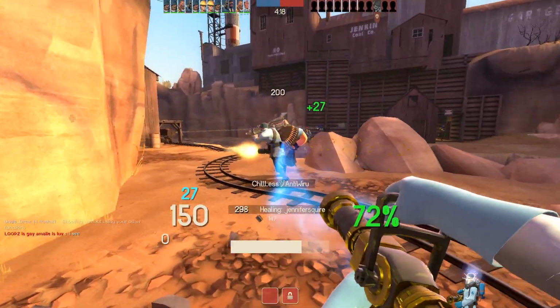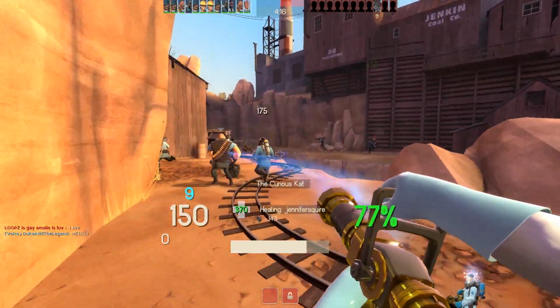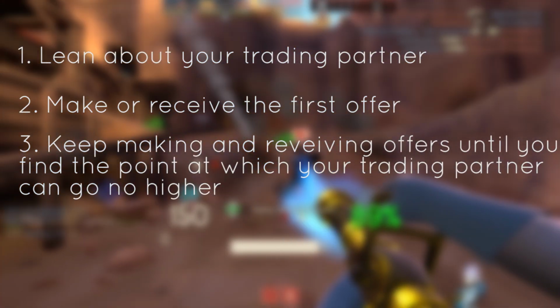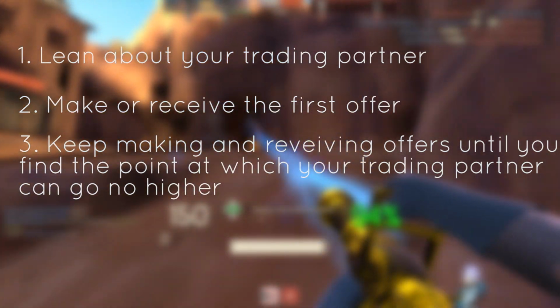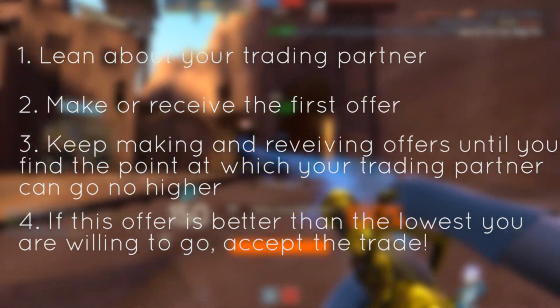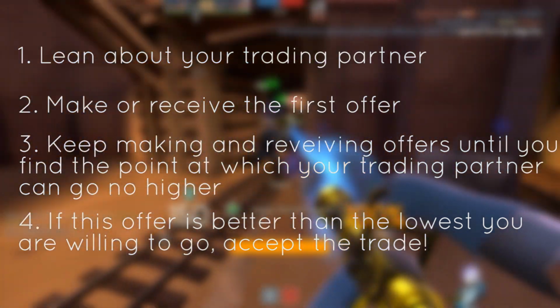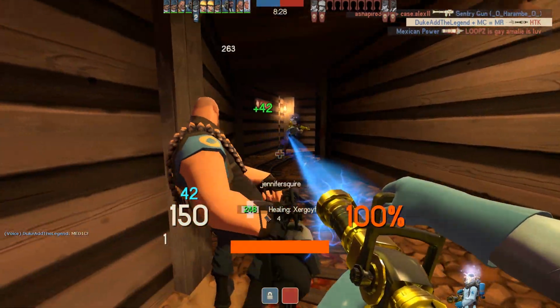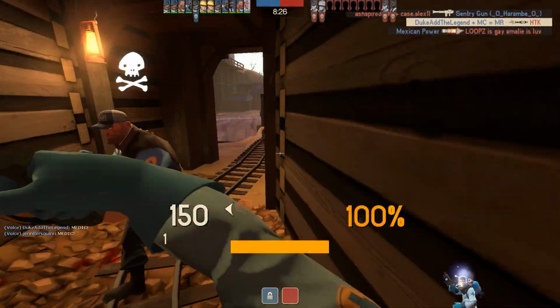And that is basically the process you can use to approach any negotiation, no matter what items you are trading for. In an oversimplified way, you essentially have to, number 1, learn about your trading partner, number 2, make or receive the first offer, number 3, keep making and receiving offers until you find the point in which your trading partner can go no higher, and then number 4, if this offer is better than the lowest you are willing to go, then go ahead and accept the trade. And there you have it. That is basically it for the overall theory of negotiation.